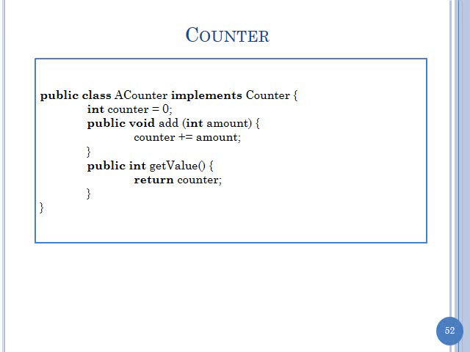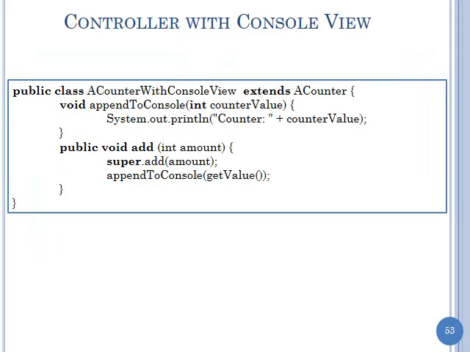But if I have a counter as a model, I want to create an observable counter with console view. I do something like this. I override the add method. I call super.add, and then I say append to console get value, and append to console goes and prints. This is the same thing done with inheritance.